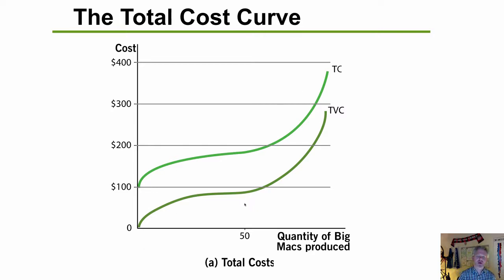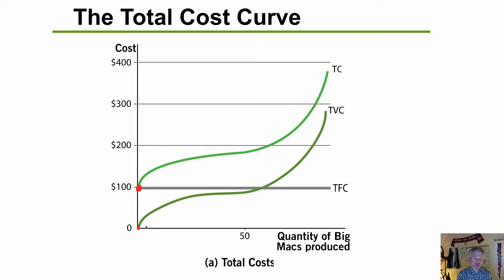So there's total variable cost, and then this is total fixed cost. And now you can see that total cost is just the sum of these two curves. It's the sum of total variable cost and total fixed cost. So here at 0, the total fixed cost is here and the total variable cost is none. So I add 0 plus 100 and I'm at 100.